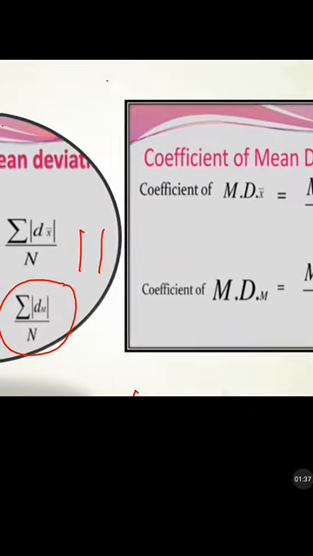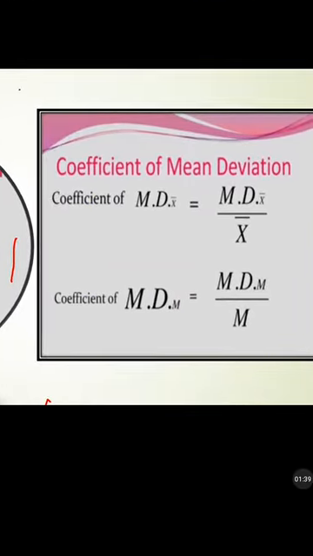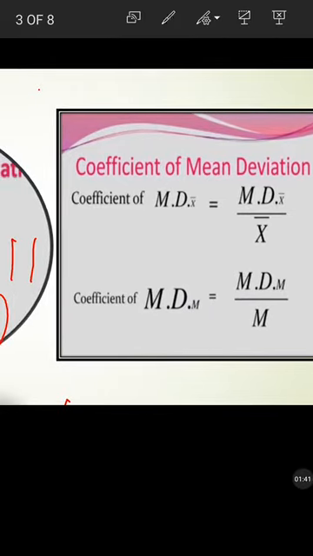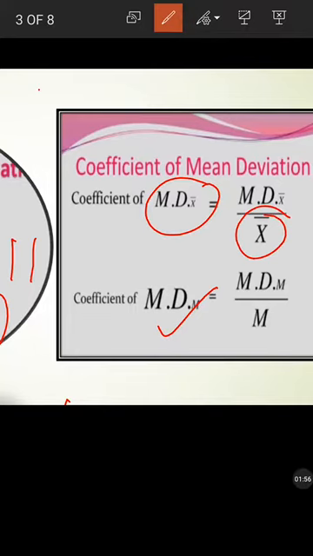Similarly, this is the coefficient of mean deviation. Here also the formula is the same as the coefficient of mean deviation from mean that we saw in the previous class: mean deviation divided by median. The difference is, if you're calculating mean deviation from mean, then you divide by x bar. When you calculate mean deviation from median, then you divide by median. That is the only difference.